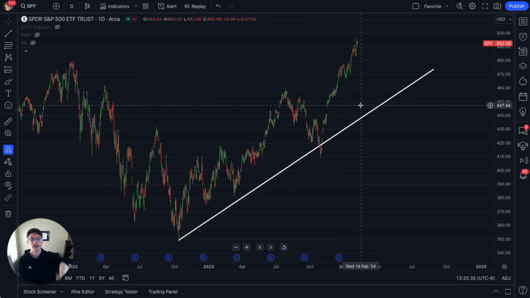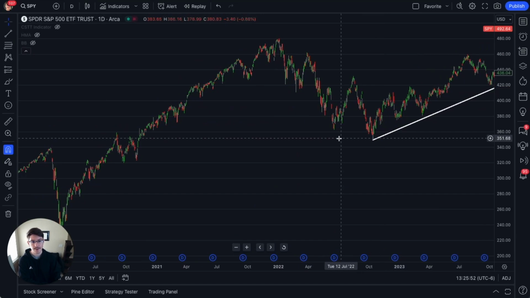Why did we draw a line? We drew a line not only for us to remember that we're in an uptrend, but also for us to know where the uptrend will break. When this line breaks, when the stock goes below this line, we are now entering the opposite side, or a downtrend.